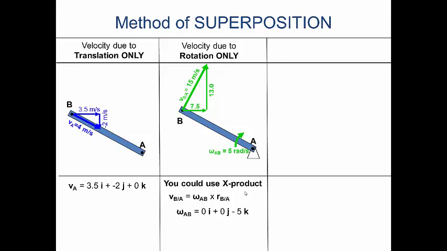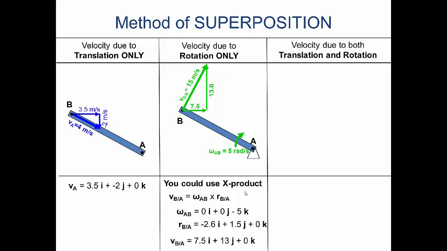Our angular velocity is 0 in the i direction, 0 in the j direction, and -5 in the k direction. And our radius, B from A, is -2.6 in the i direction, plus 1.5 in the j direction, plus 0 in the k direction. We already took this cross product previously when we looked at this rod as a fixed rotation about A, and found that the velocity of B from the perspective of A is equal to 7.5 in the i direction, plus 13 in the j direction, plus 0 in the k direction.